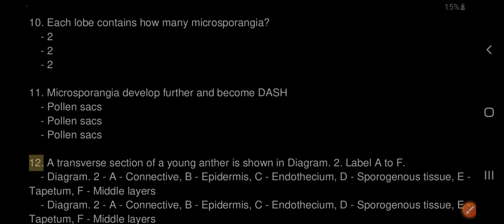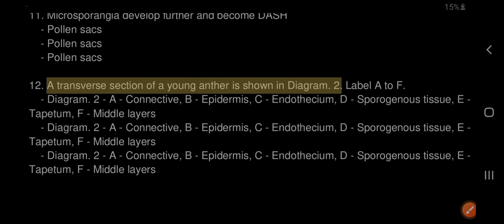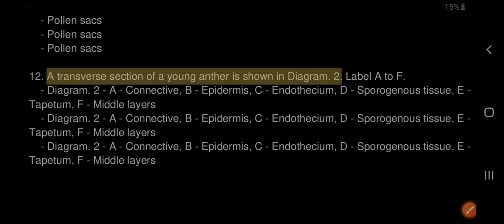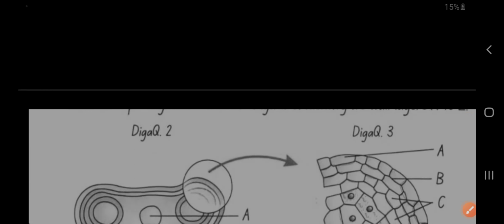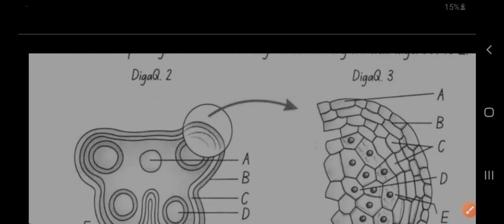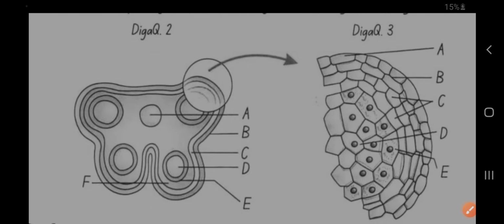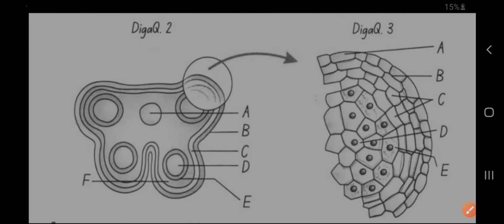12. A transverse section of a young anther is shown in the diagram. Label A to F. Answer: A. Connective, B. Epidermis, C. Endothecium, D. Sporogenous tissue, E. Tapetum, F. Middle layers.